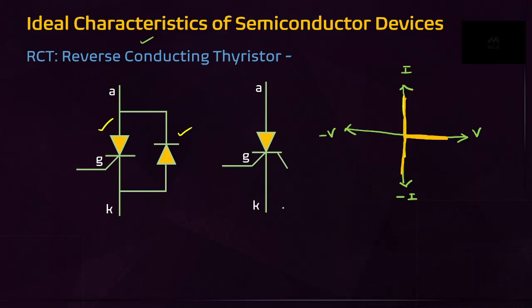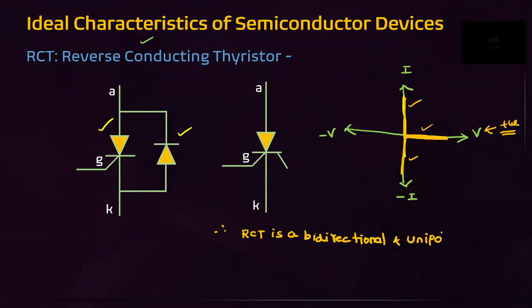Therefore, RCT is a bidirectional unipolarity device. It conducts in both directions but blocks only one polarity. Which polarity is it blocking? Positive voltage it is blocking. Important. Therefore, RCT is a bidirectional device, that is, it conducts in both directions. Bidirectional and unipolarity device. That is, it blocks only one polarity.